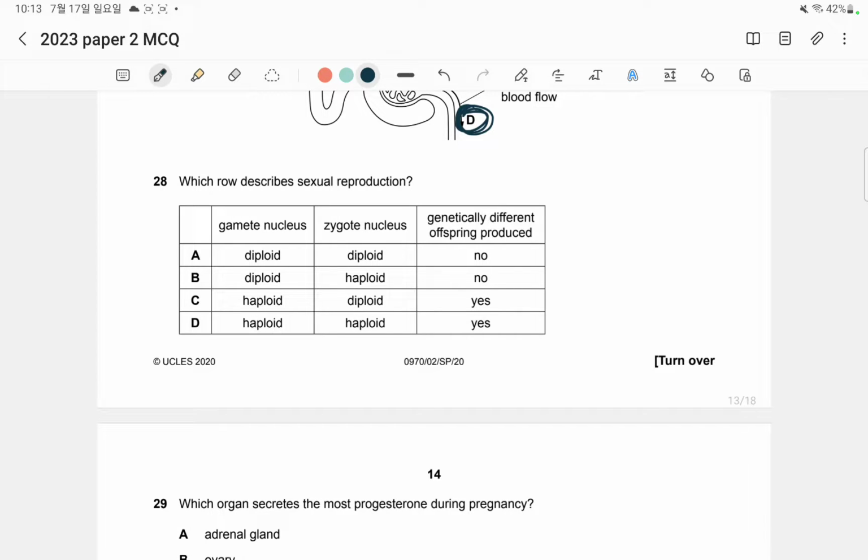So number 28. The correct answer would be C. Because the zygote nucleus is produced by the fusion of a male sex cell and a female sex cell, producing a diploid cell.